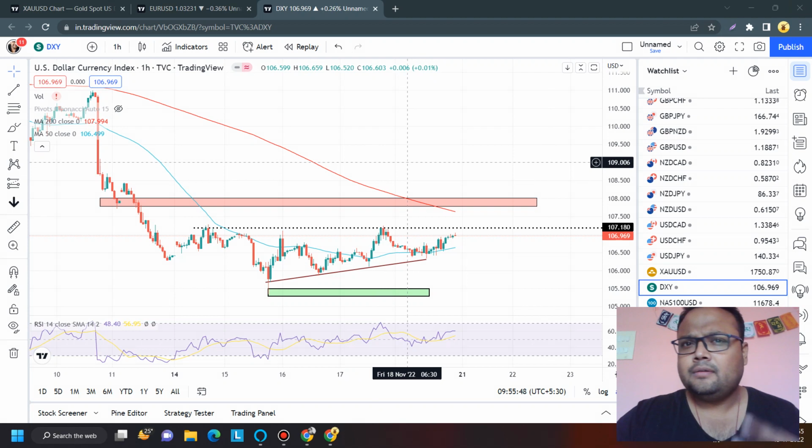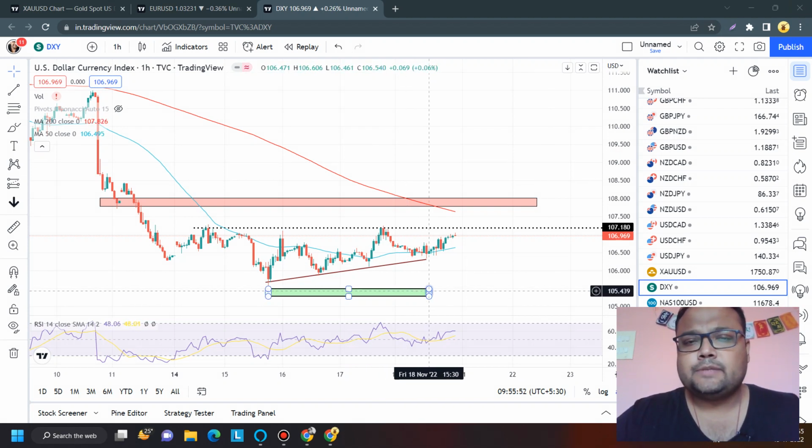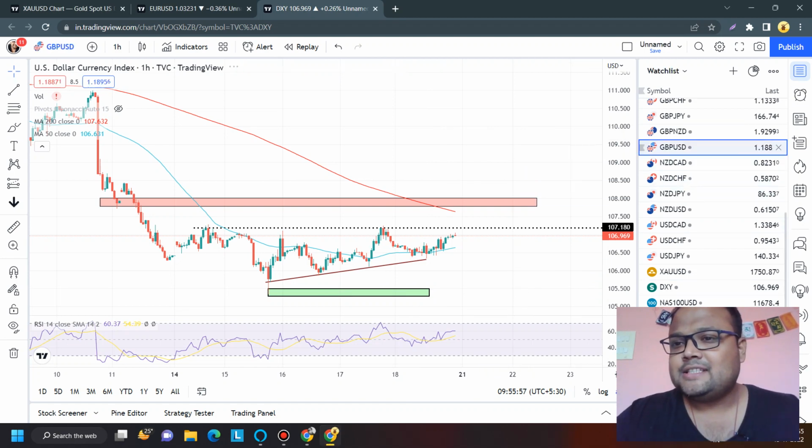In case of a big fall, remember that 105.30 is the next big support for DXY. And I've talked about DXY. Now let's head back to GBP USD.